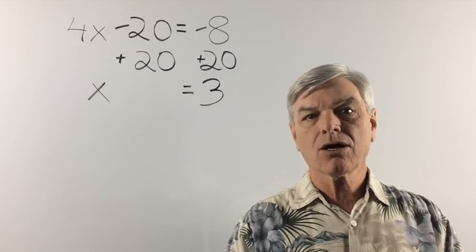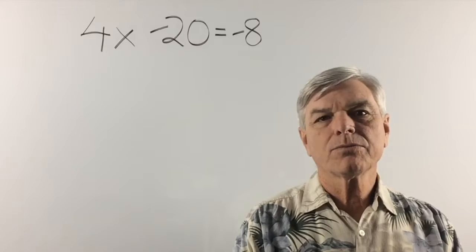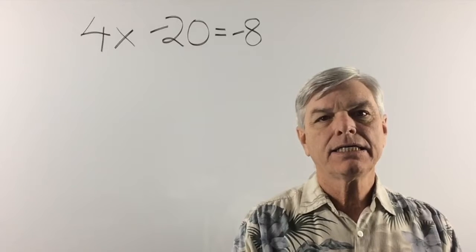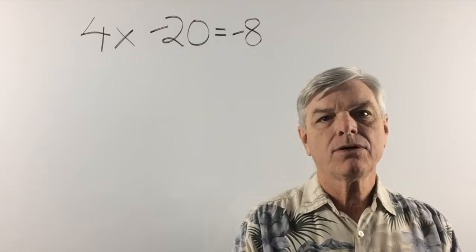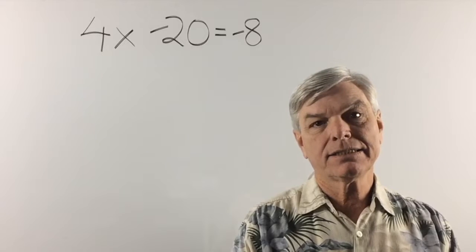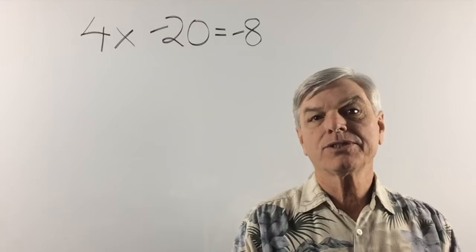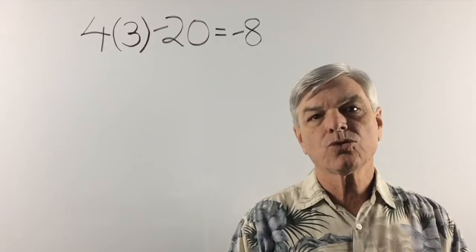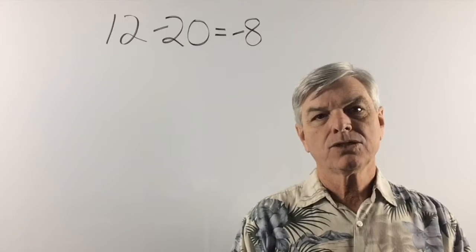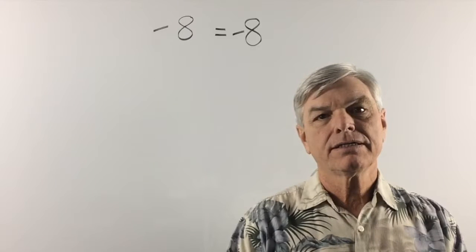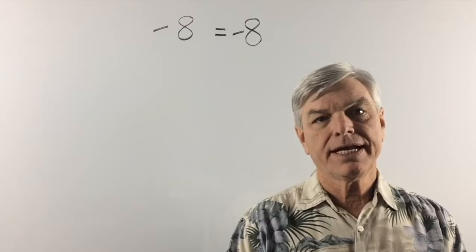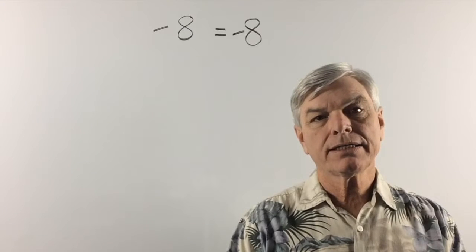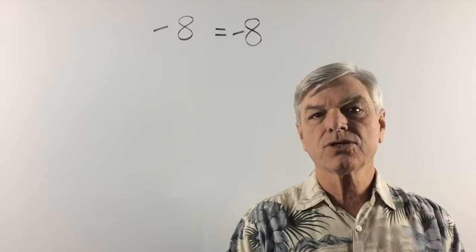Now why don't we check our work? Our original problem was 4x minus 20 equals negative 8. So we're going to substitute or replace the x with our answer, which was 3. X equals 3. 4 times 3 is 12. 12 minus 20 is negative 8. And negative 8 equals negative 8. So our answer is correct. X equals 3. Now let's try another problem.